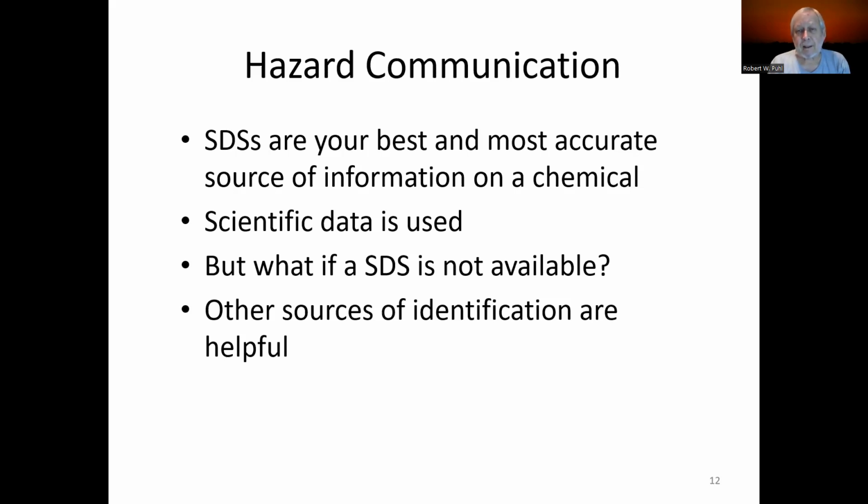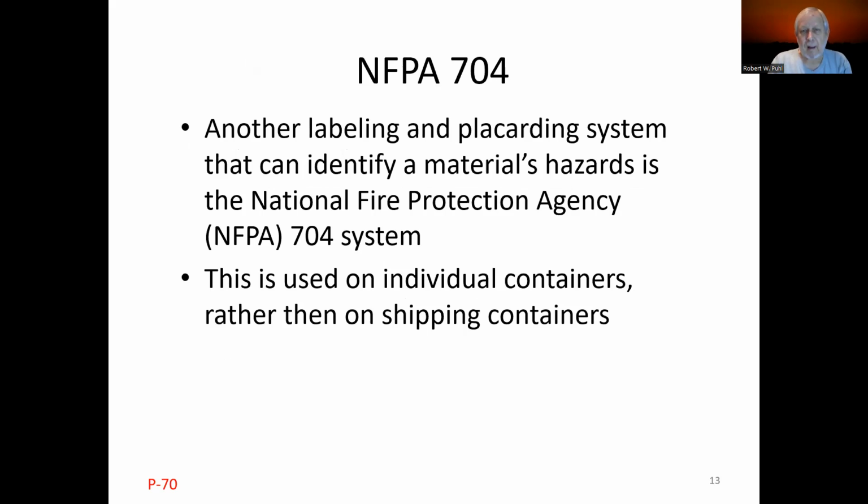Scientific data is used to get this information, but what if one is not available? I mean, not that the company doesn't have one, but on the scene, you don't have an SDS, which is probably going to happen a lot of times. So other sources of identification are helpful. NFPA 704, another labeling and placarding system that can identify material hazards, is the National Fire Protection Association's NFPA 704 system. This is used on individual containers rather than on shipping containers.